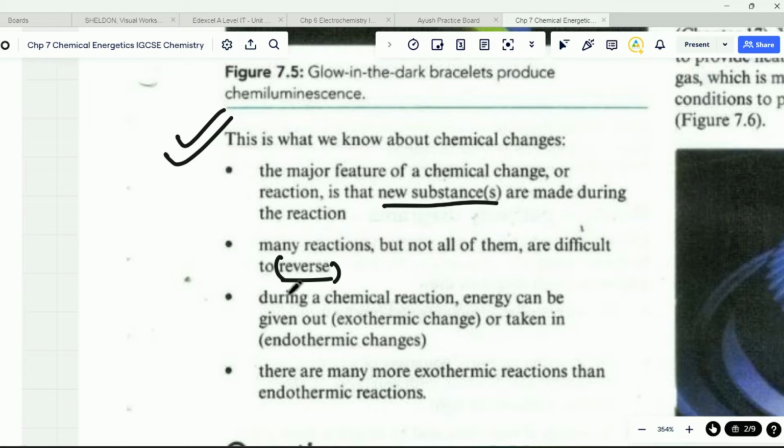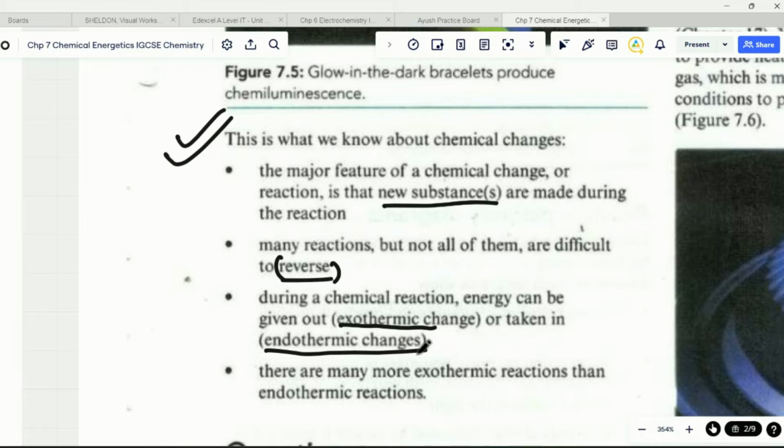Now you see this exothermic change and endothermic change written over here. My question is, what is an exothermic change and what is an endothermic change? See, what are they saying? During a chemical reaction, energy can be given out or taken in. And in brackets, they have written exothermic change and endothermic change. So if I say that something is producing an exothermic reaction, like when I'm combining two things, what would that mean?